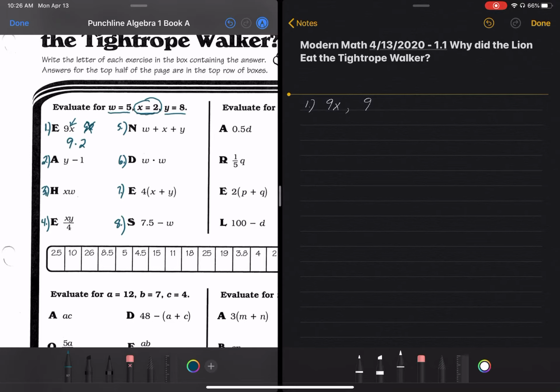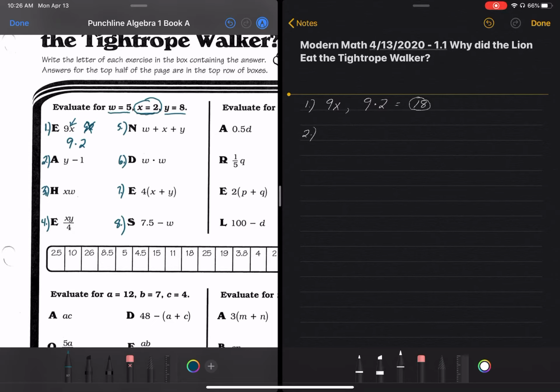It's 9 times 2. So I'm going to go 9 times 2. Looking over on the right, 9 times 2, I know, is 18. So I'm going to write 18 and circle it. We call this substitution. We take a number that a letter is set equal to, and then plug it in and do the math. All right, so that's number 1. Number 2.